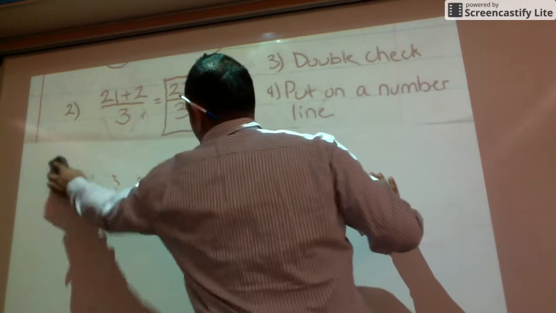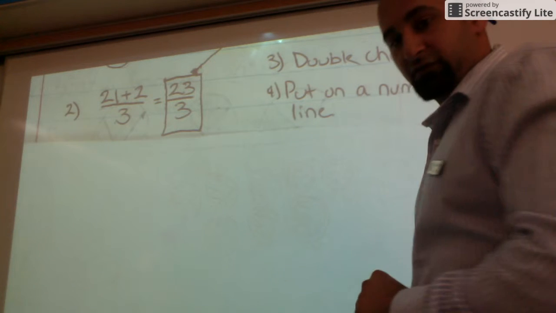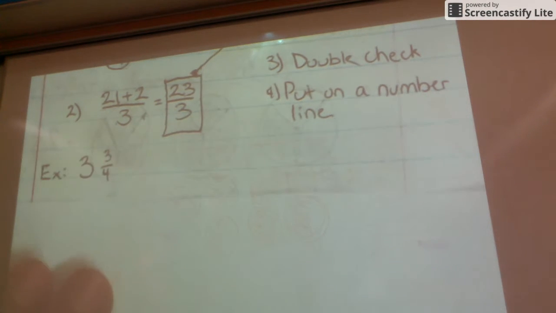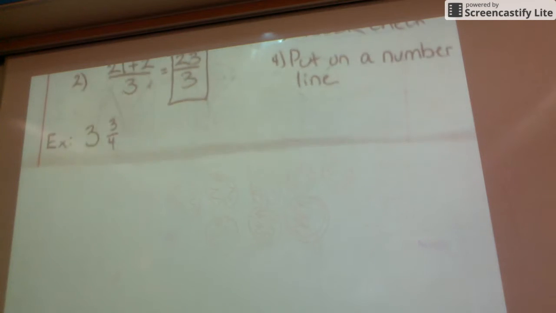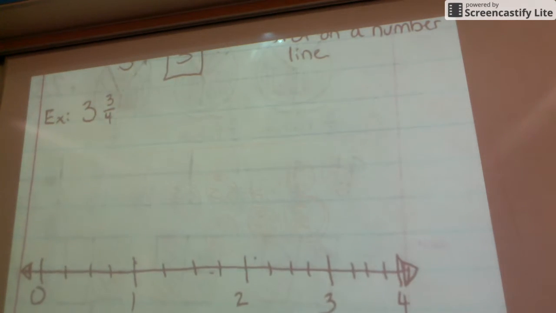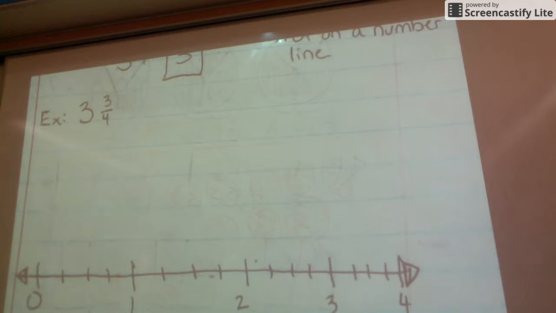What I want you guys to do is to work out these next couple of problems. 3 and 3 out of 4. Okay? And try to work this problem out. So work this problem out, and then I will start working on it right now.